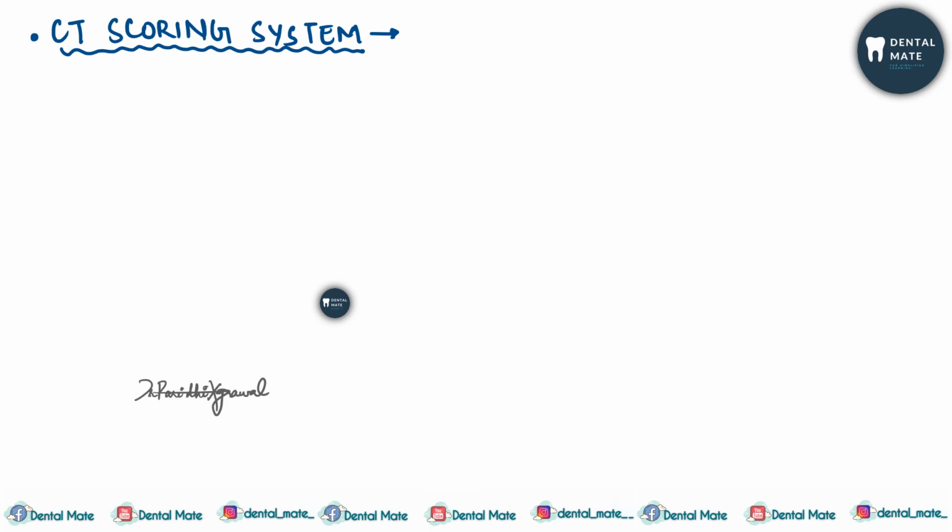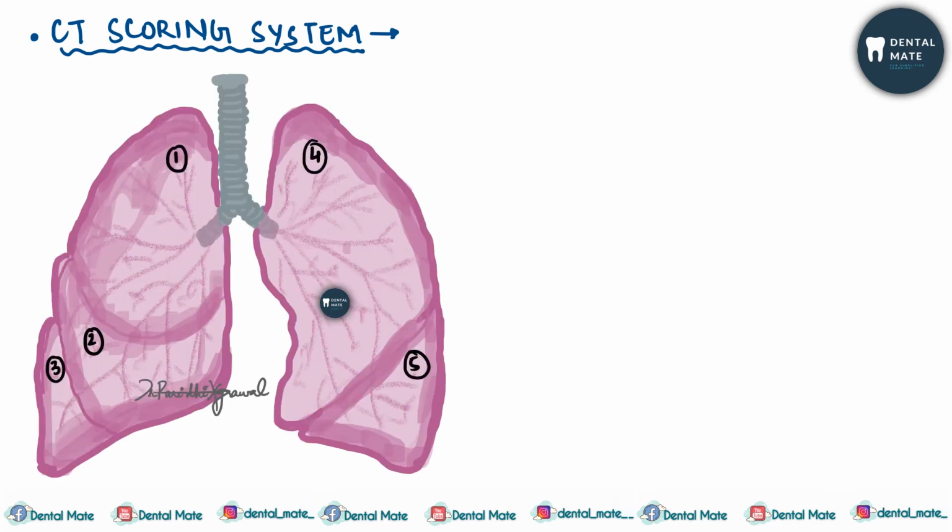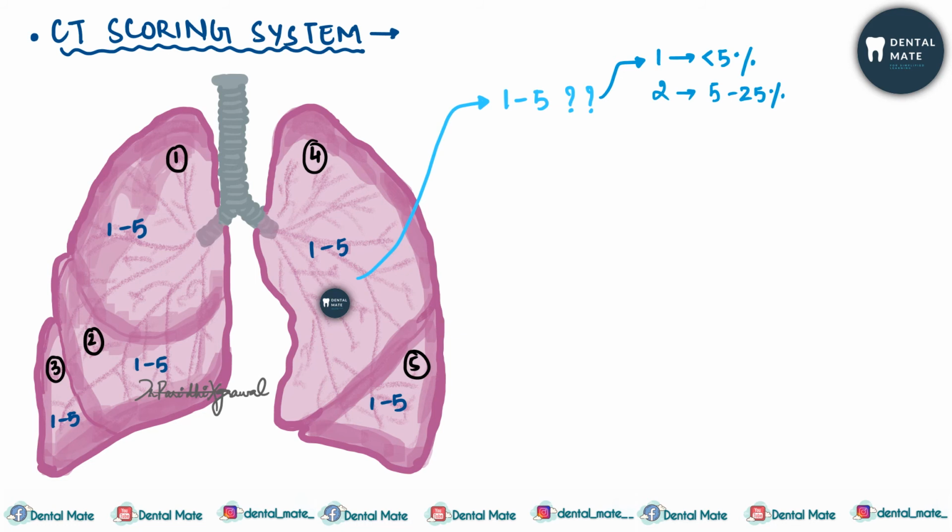Next is the CT scoring system. Basically, based on the extent of the lobar involvement, this CT scoring system is devised. So there are total 5 lobes, and each of these lobes is scored from 1 to 5. How do we score from 1 to 5? If there is less than 5% damage of the lobe, it is scored as 1. 5 to 25, then 2. 26 to 49, then 3.